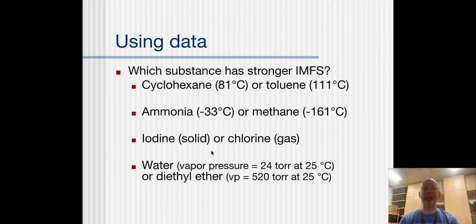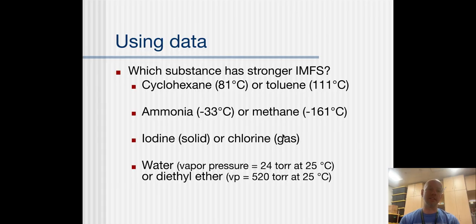So when we are asked about our IMFs, sometimes we don't even need to classify which type of IMFs we have. The stronger the IMFs, the stronger the attractions. Cyclohexane has a boiling point of 81. Toluene has a boiling point of 111. 111 is higher than 81. Ammonia has a boiling point of -33. Methane's -161. Even though they're both negative, hopefully we recognize that -33 is over 100 degrees higher.